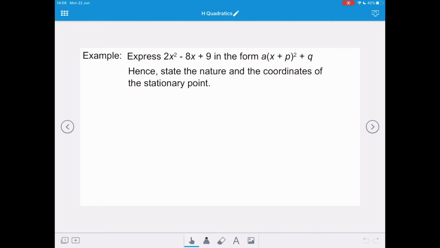So in this example, we want to express 2x squared minus 8x plus 9 in the form a(x plus p) all squared plus q, and hence state the nature and the coordinates of the stationary point. So the first thing we want to do is complete the square. We're going to take our 2x squared minus 8x plus 9, and the first thing we're going to do is factorize the first two terms only. We're going to leave the plus 9 separately.